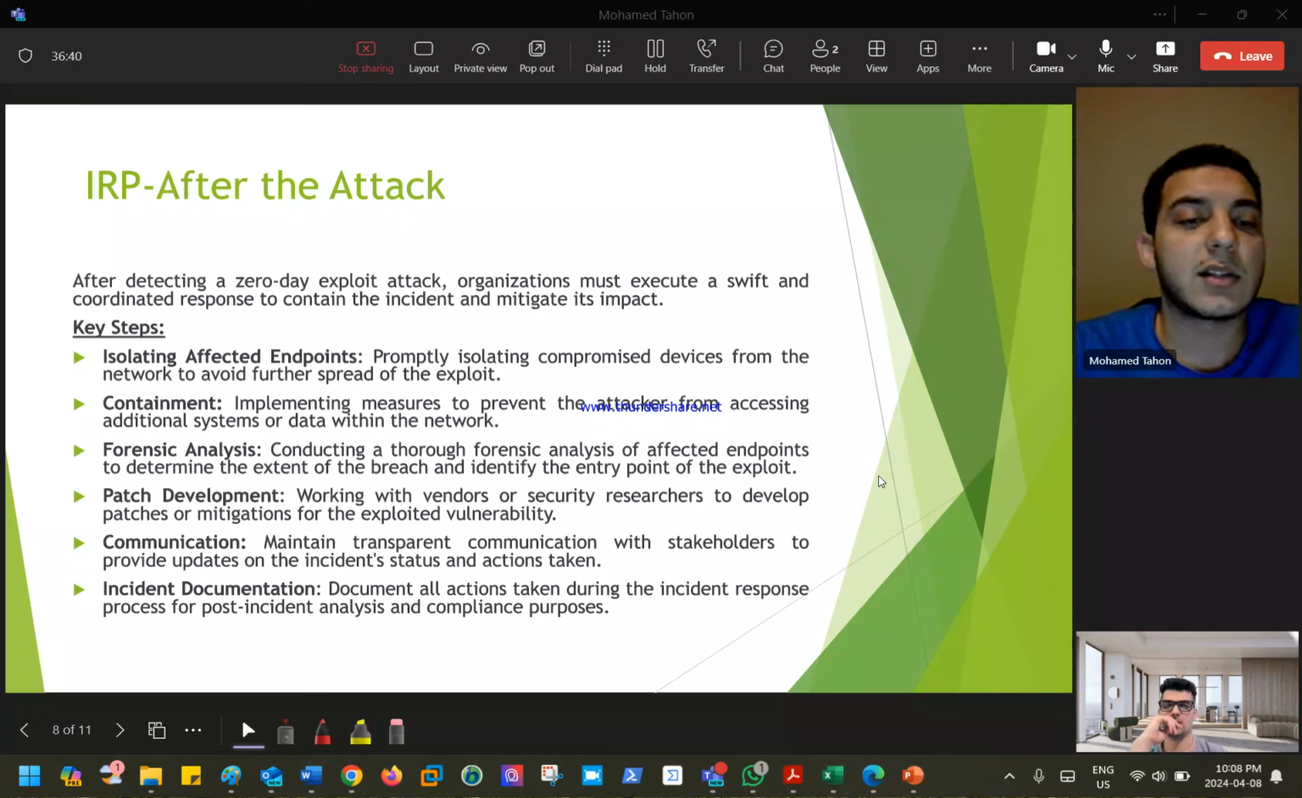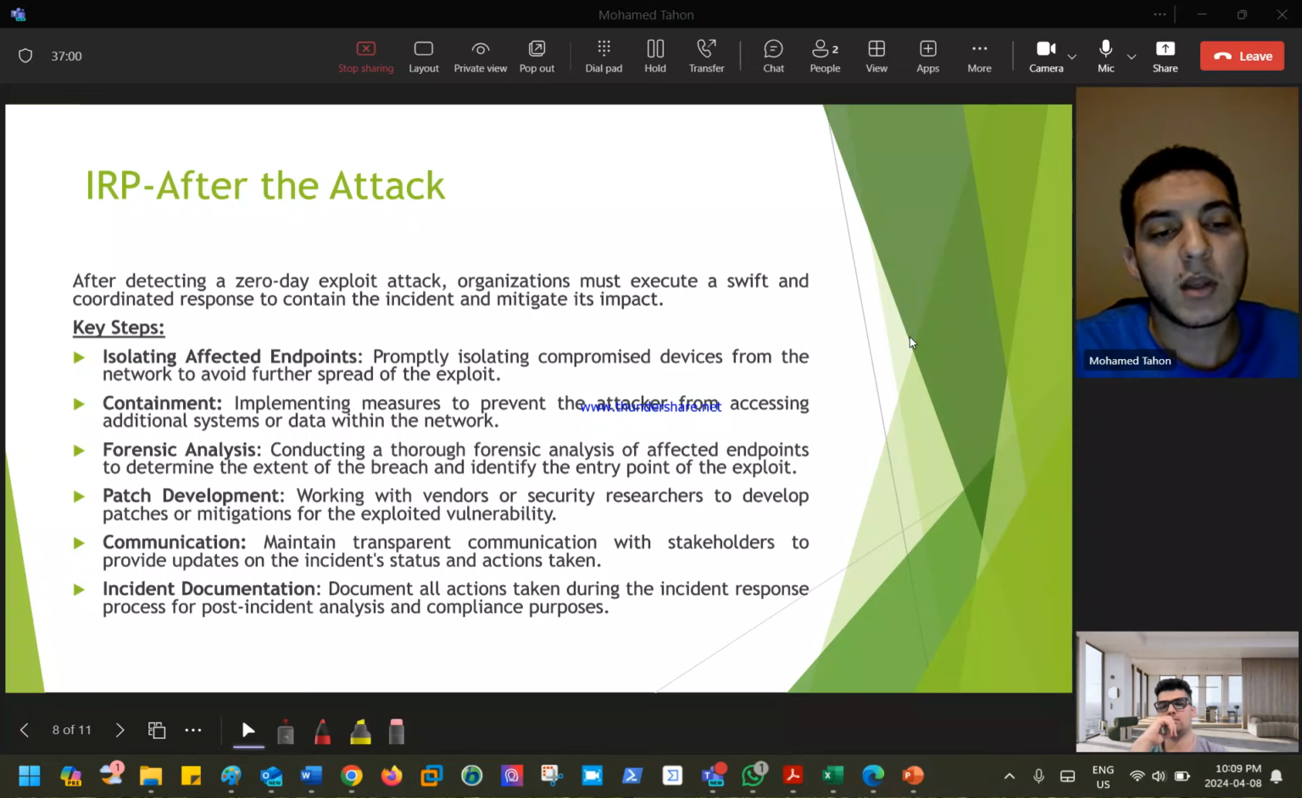The last one in the slide is incident documentation. Documenting all actions taken during the incident response process for post-incident analysis and compliance purposes. This helps ensure accountability and provides valuable insights for improving future incident response efforts.